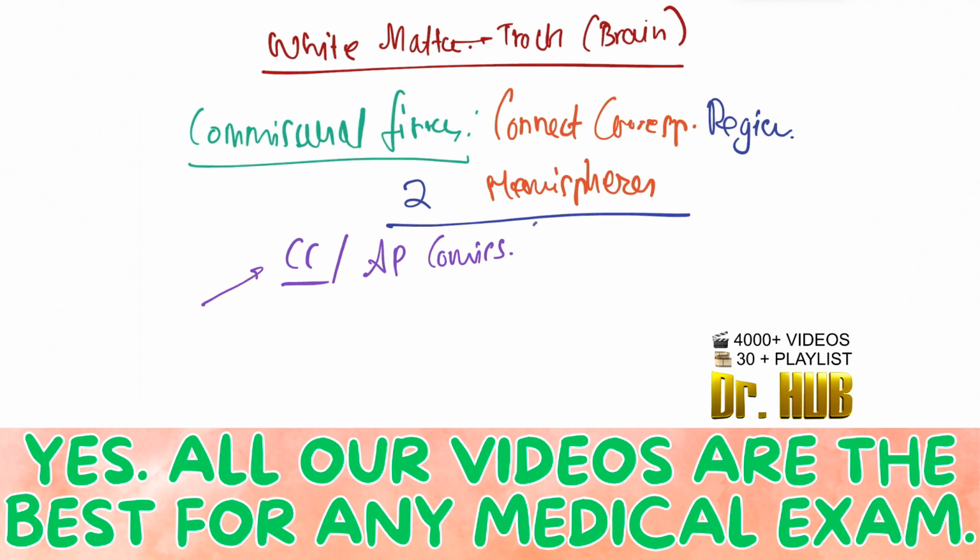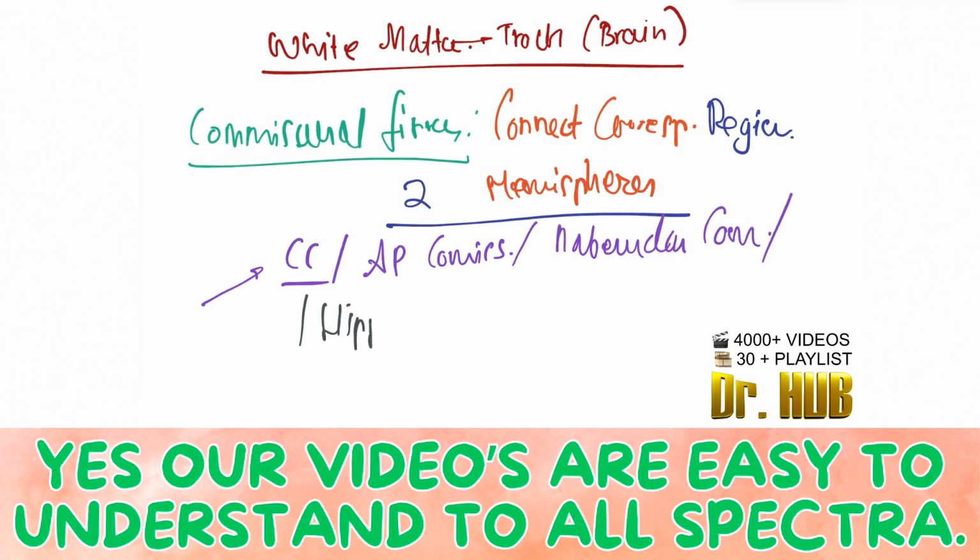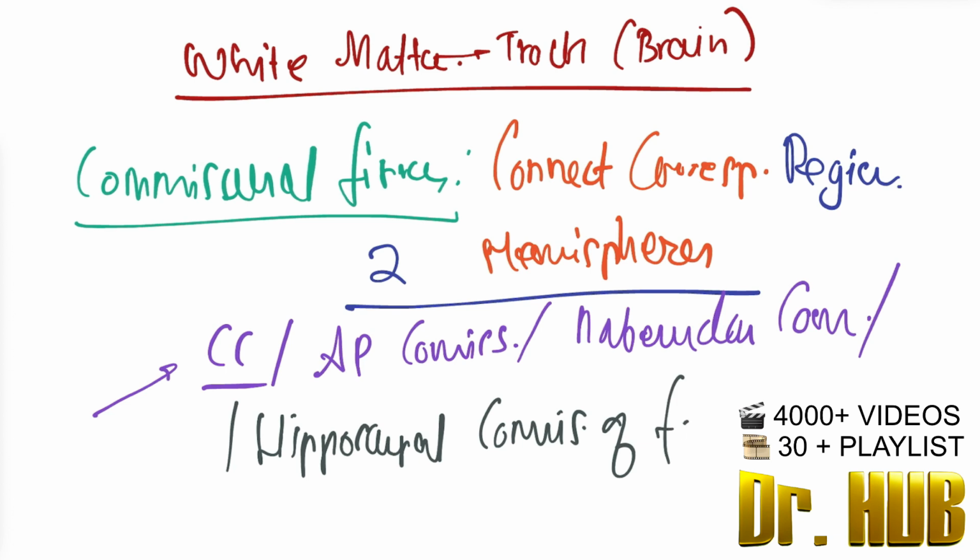The corpus callosum, the anterior and posterior commissure, then the habenular commissure, and the hippocampal commissure of the fornix. So the hippocampal commissure, this is of the fornix.